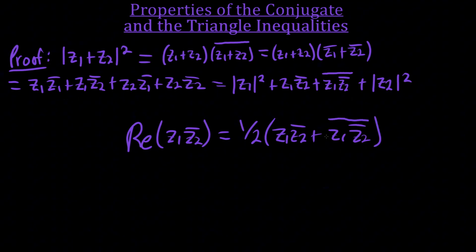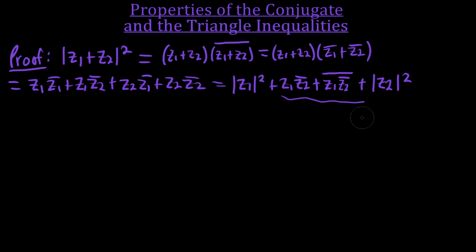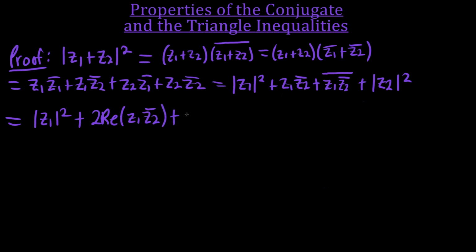Great. So notice that we actually have this sum right here in our expression. However, we don't have the 1/2. So what we're going to have to do when we replace this is multiply this real part by 2. Great. Let's go ahead and write this out. So now we know that this expression is equal to the modulus of z1 squared plus 2 times the real part of z1 z2 conjugate plus the modulus of z2 squared.